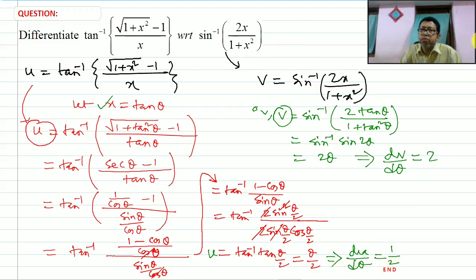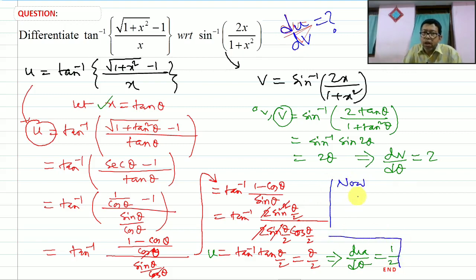And what is your target to find? Your target was to find du dv, isn't it? You have to find out actually du dv. Now write du dv and use the chain rule. The final step: du dv is du d theta into d theta dv.